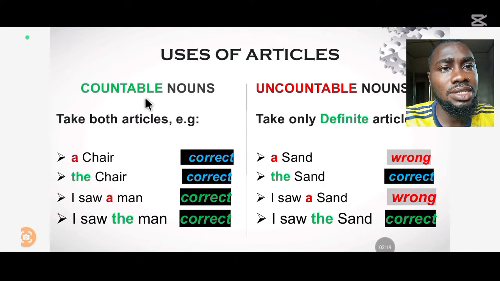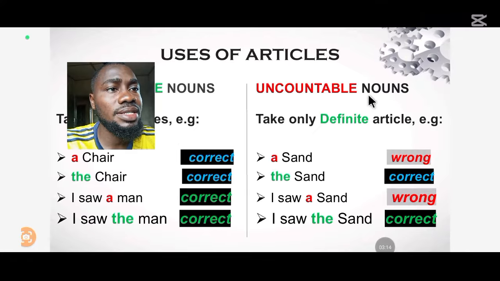On the left hand side of the screen, we have the countable nouns, while on the right hand side, we have the uncountable nouns. Countable nouns take both articles. For example, a chair, which is correct; the chair, which is also correct; I saw a chair, correct; I saw the chair, also correct. Countable nouns take both the definite and indefinite article.